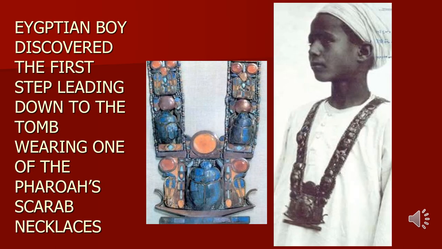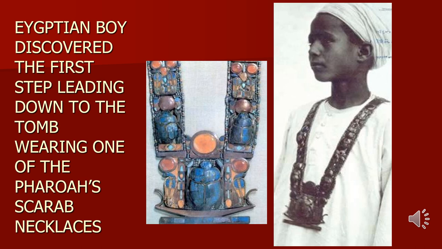This is the young Egyptian boy who actually discovered the stairs to the tomb. On November 4th of 1922, this young boy who was hired to carry water to the members of the team set his water jug down on a stone, and he noticed the stone was a rectangle. And so he was smart enough to get the attention of the adults and point out this cut stone. And that turned out to be the top of a flight of steps cut into the bedrock.